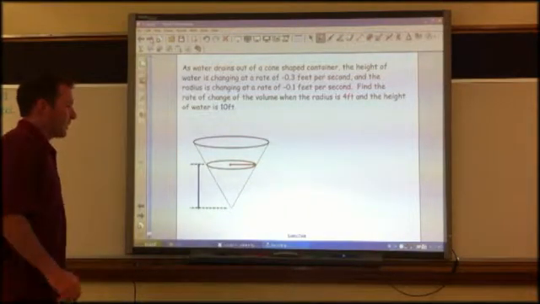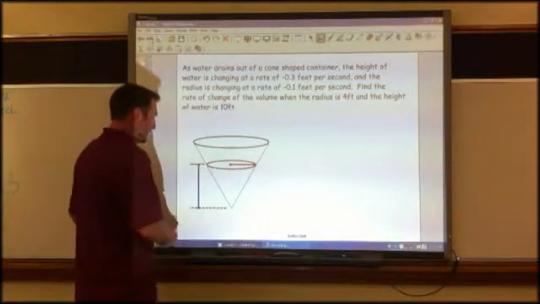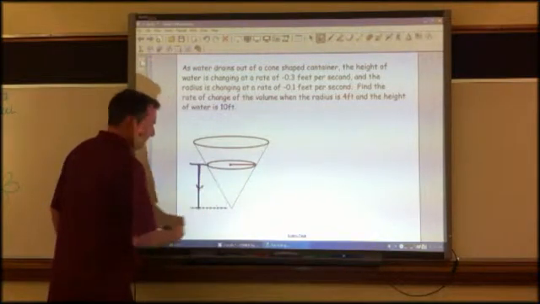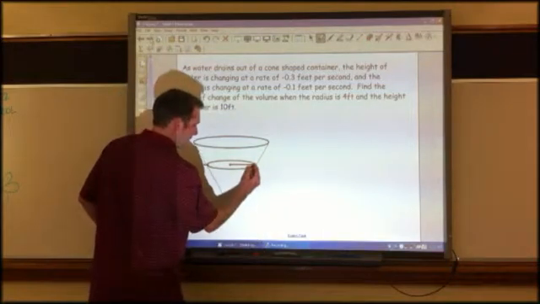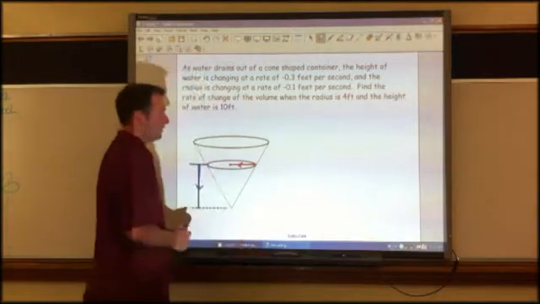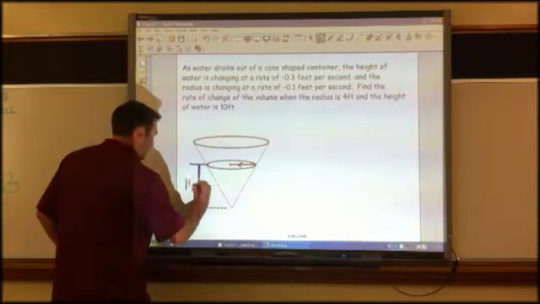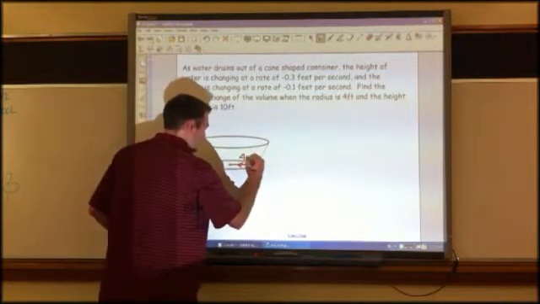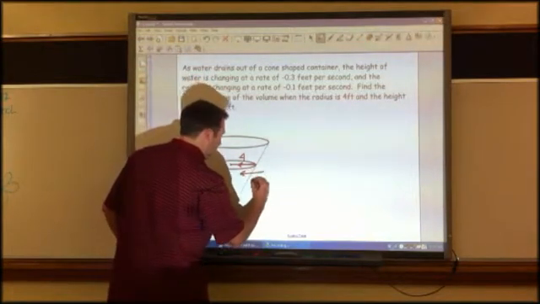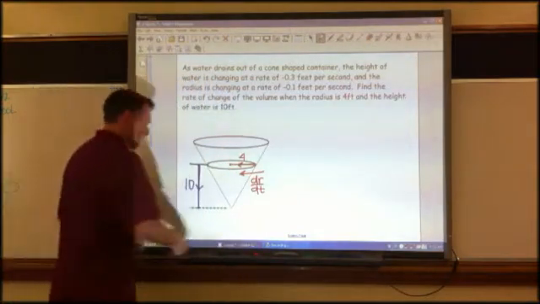Another example, this time we've got a cone and the water's draining out, right? So this water level is decreasing. So I've got a height right here. This value is coming down further and further, which is going to make this radius shrink smaller and smaller as it goes, right? According to the information I have on here, I've got a 10-foot height on this and a 4-foot radius. As this is shrinking, we'll call that dr/dt, is the rate at which that radius is getting smaller.